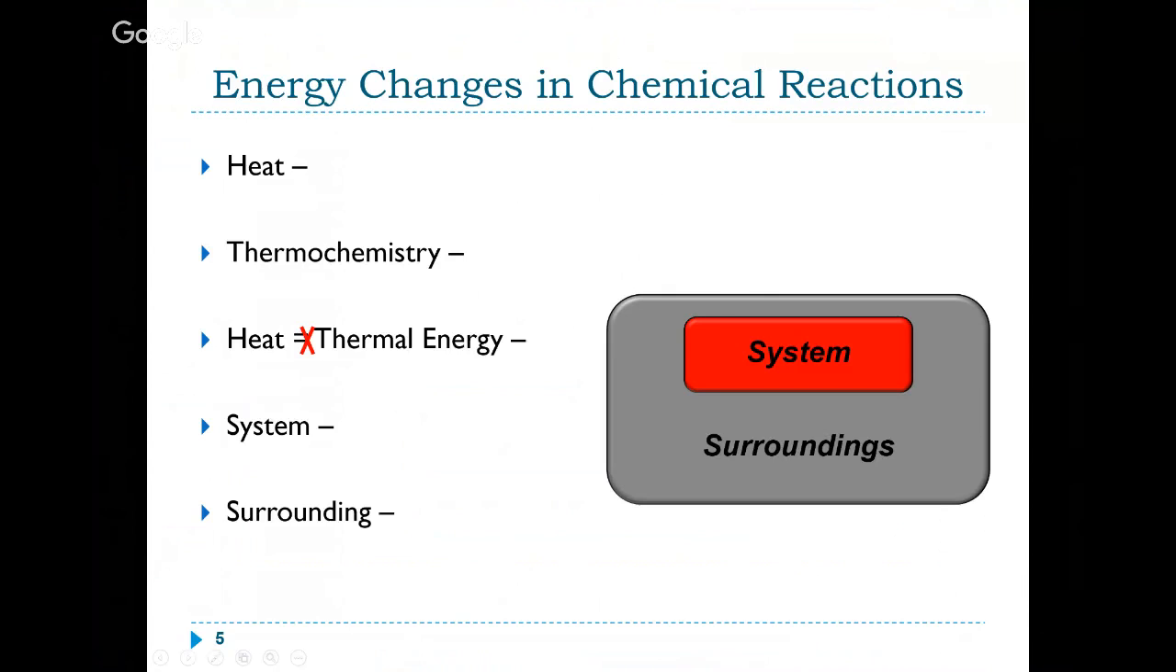Heat is not a measurement of thermal energy. Thermal energy is how fast molecules are moving in a particular substance. So the faster they're moving, the higher the temperature, the more thermal energy they have. Heat is a transfer of thermal energy.